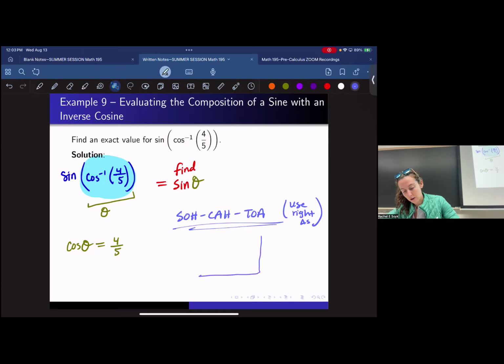So let's draw out a nice right triangle. And then let's insert in our theta. We have cosine of theta. Cosine of theta is adjacent over our hypotenuse. Well, our adjacent side is 4. Our hypotenuse is 5.